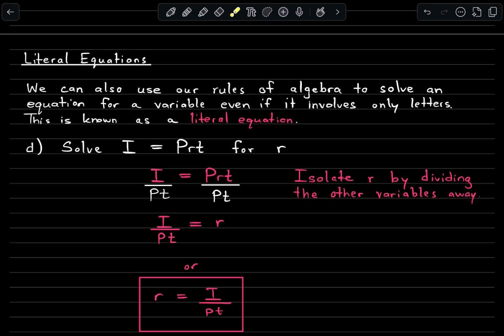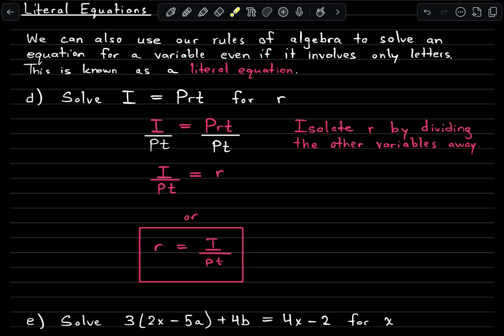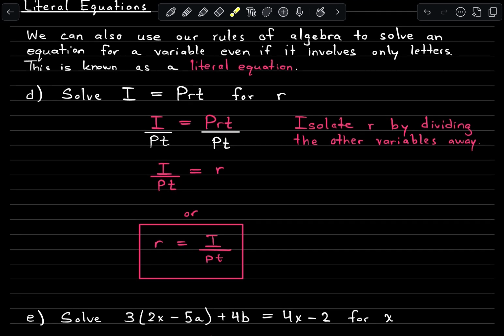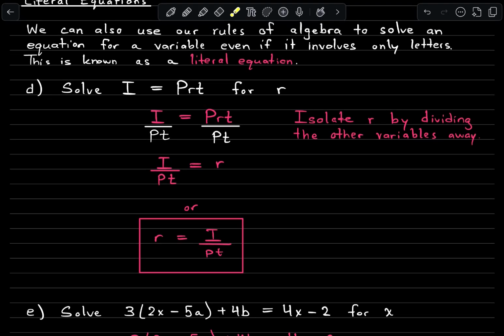So that's a literal equation. Now you may have a literal equation even with some numbers, right? So this is still a literal equation, mostly because we can't reduce the solution to anything more than some combination of letters, and this is what we're going to see here. So we want to solve 3 times (2x minus 5a plus 4b) is equal to 4x minus 2. We want to isolate the variable x here.